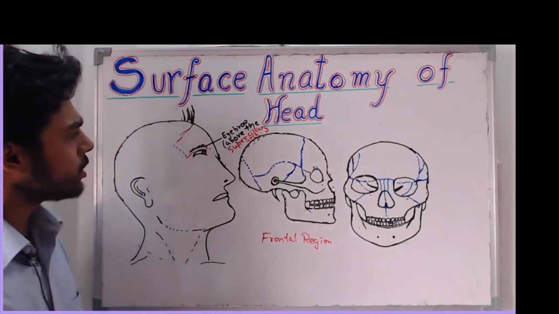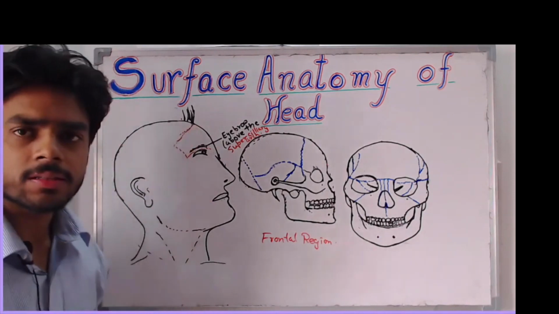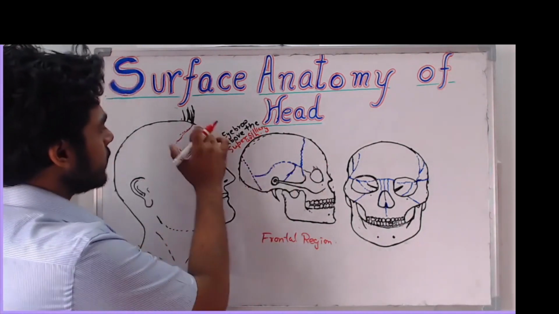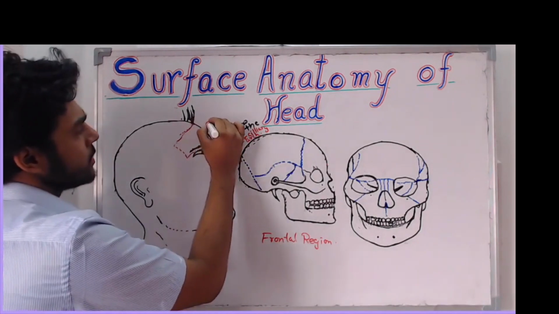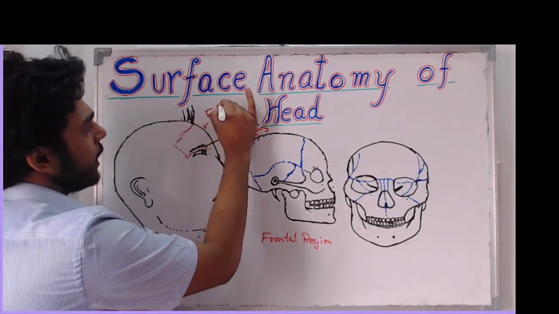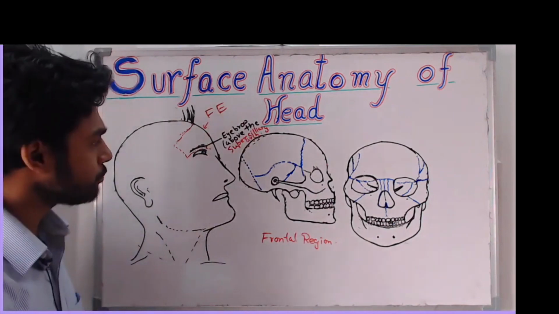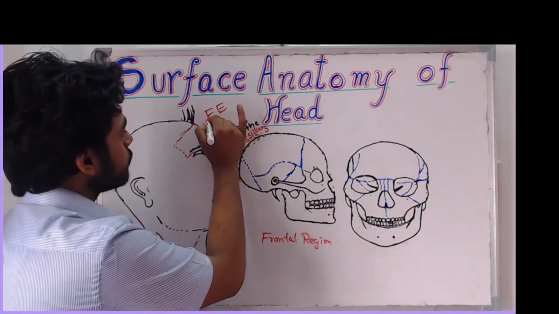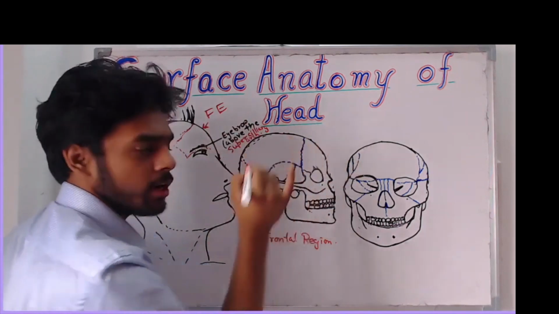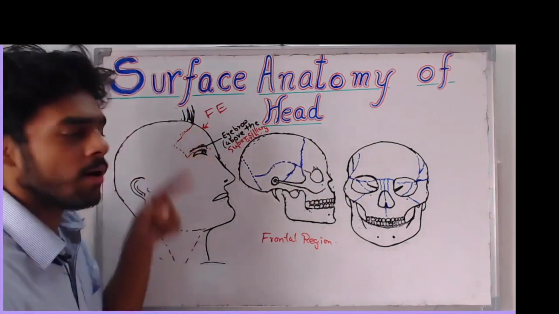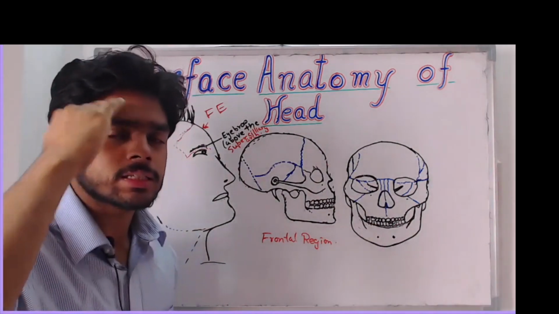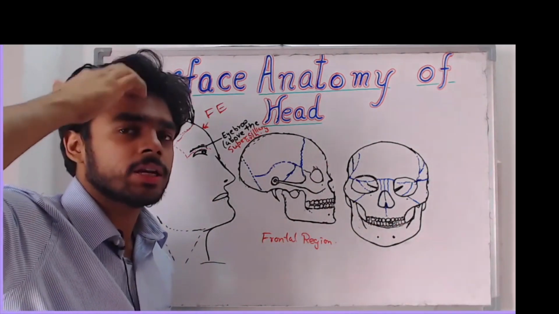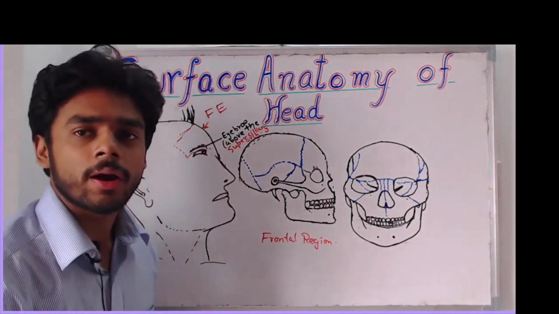Now one more structure which we see here is the frontal eminence. Eminence means something which is protruding slightly. This is the frontal eminence. You can mark it in your diagram. And this frontal eminence is associated with the frontal eminence of the frontal bone. Here you can feel that something is elevated. It's not properly flat or properly curved. That is slight elevation in this part. This is called frontal eminence.